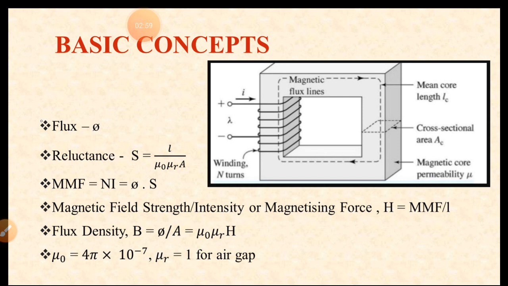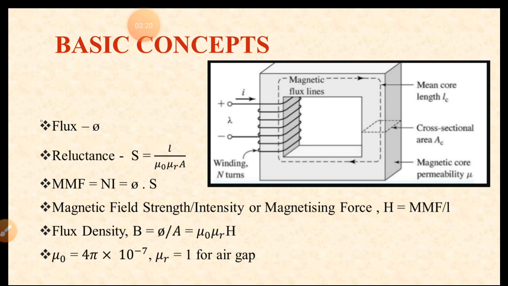So what will be happening? Magnetic field lines will be setting up in the core. The total number of magnetic field lines is known as the flux. It is denoted as phi and its unit is Webers.